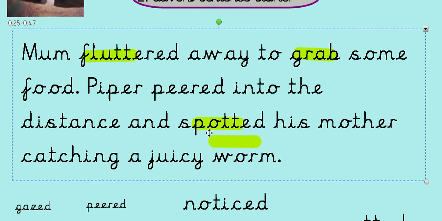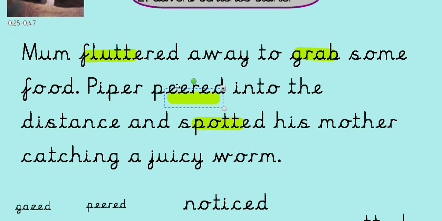There's another one there with peered, isn't there? Okay, here we go. Mum fluttered away to grab some food. Piper peered into the distance and spotted his mother catching a juicy worm. Full stop. Pause the video here.